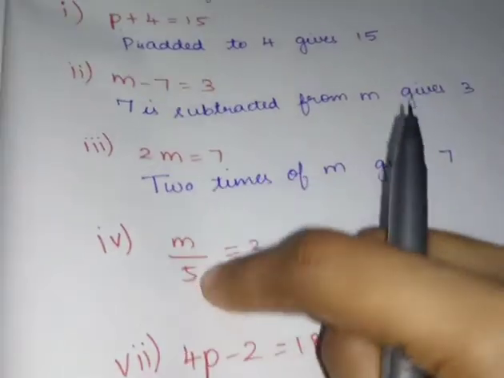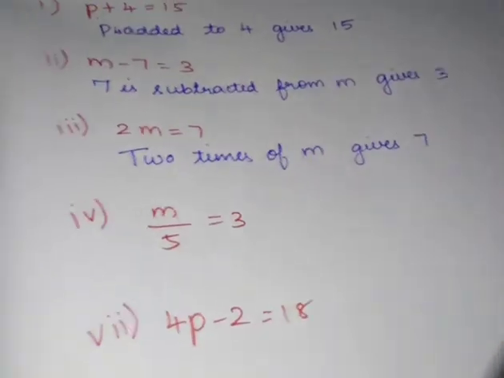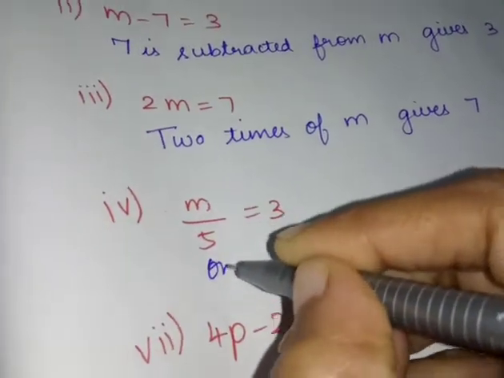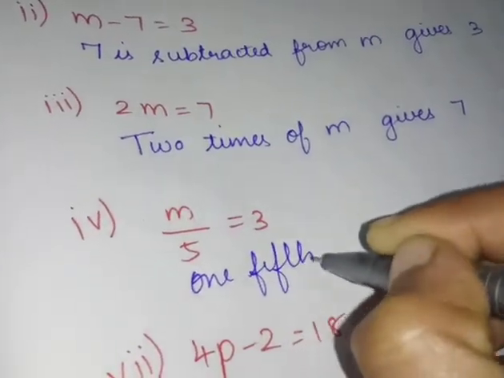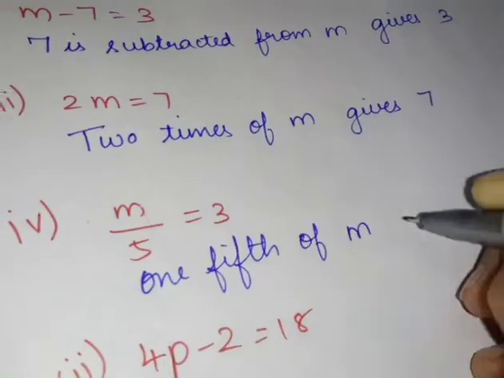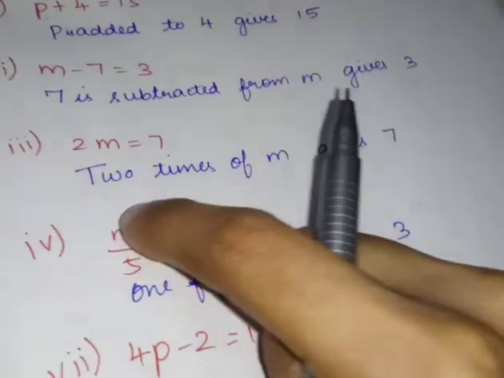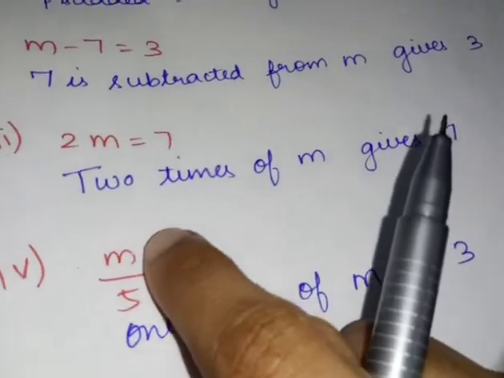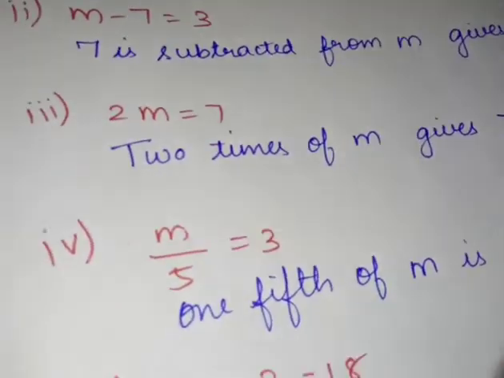Next. m by 5 equal to 3. m by 5 means what? 1/5 of m is 3. 1/5, right? m by 5 means what? 1/5 of m is 3. Okay.